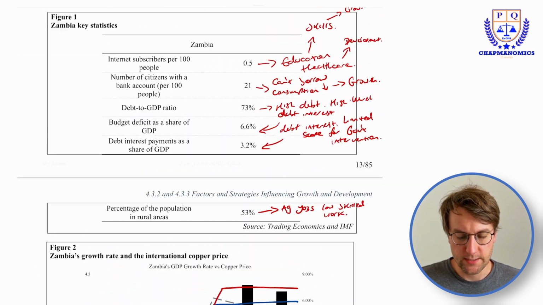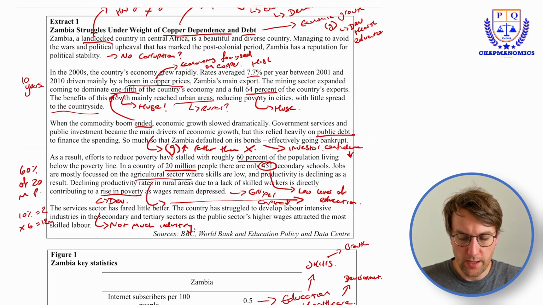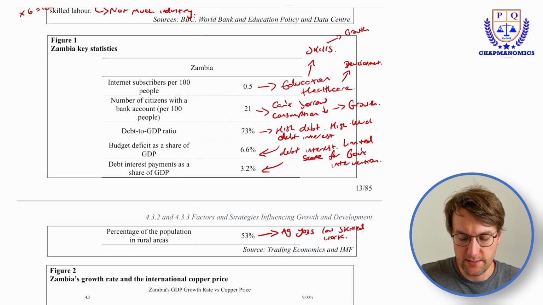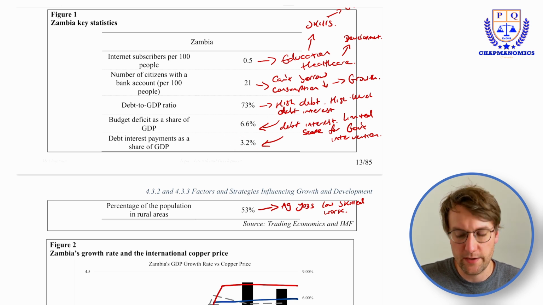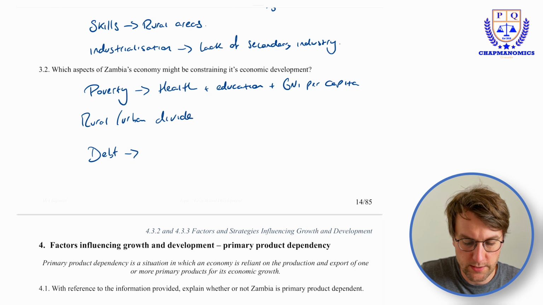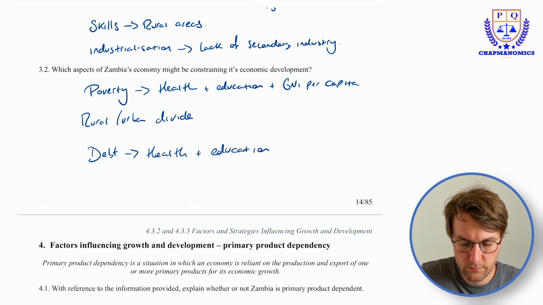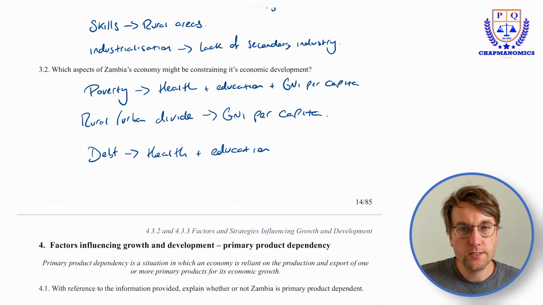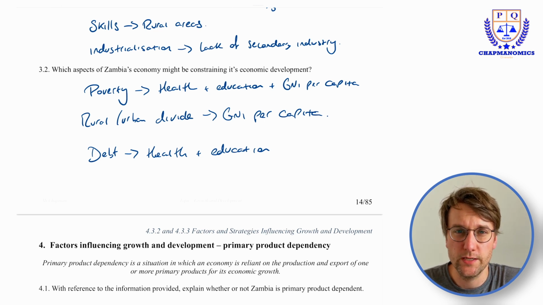And then another factor that is going to definitely affect their economic growth and their economic development, as we saw up here, is this level of debt, right? This is so significant that these debt interest payments are so high. It means the government can't spend very much money on healthcare and on education. So debt levels is going to massively affect health and education. This is going to be mostly GNI per capita. So there are a number of key features here about the Zambian economy that is going to affect their levels of economic growth and their economic development, and it's going to constrain them.